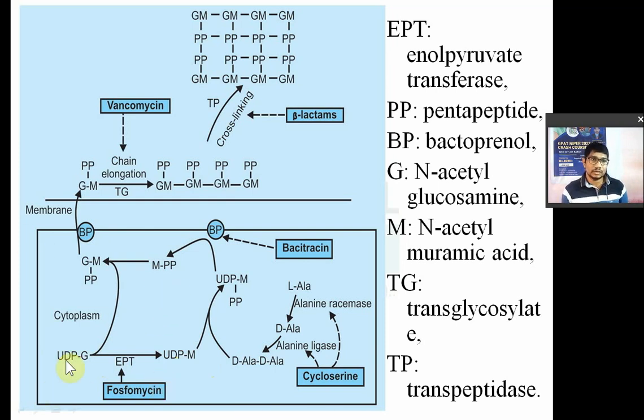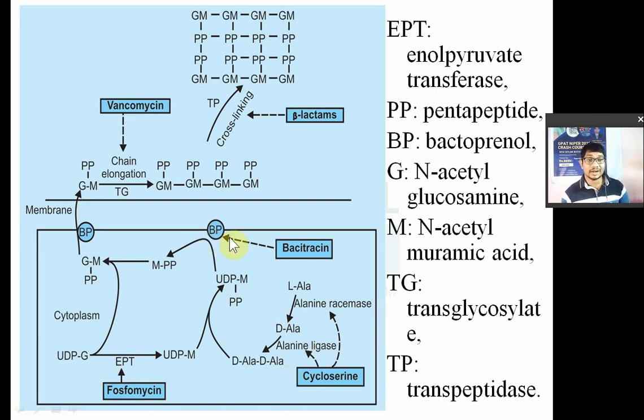Now these UDP N-acetyl glucosamine is also connected with the pentapeptide. Likewise, this UDP-M, N-acetyl muramic acid, is also connected with the peptide. This peptide is made up of alanine and glycine residues, which is formed by enzymes like alanine racemase and alanine ligase. That is inhibited by cycloserine.